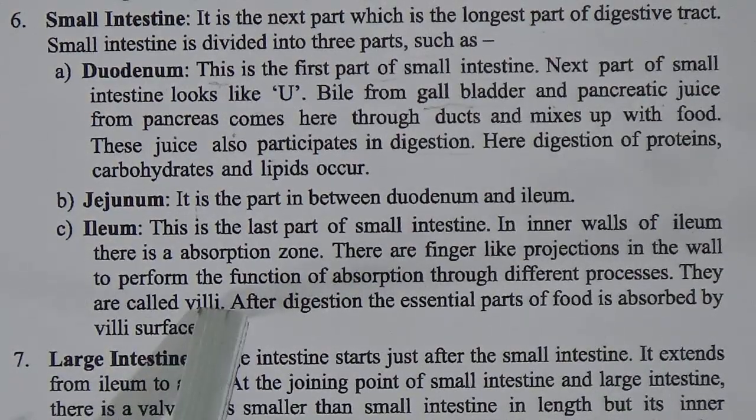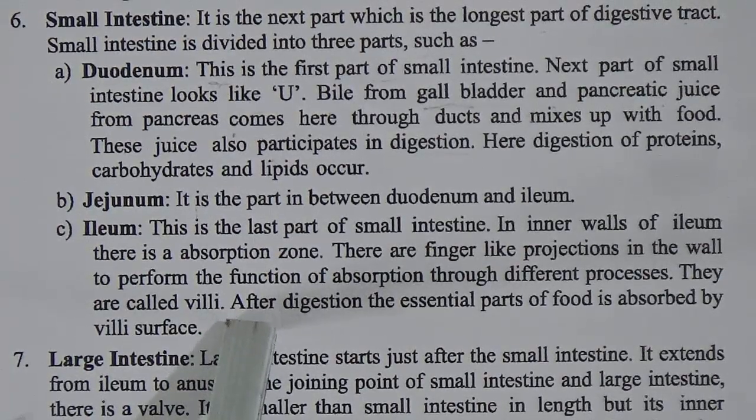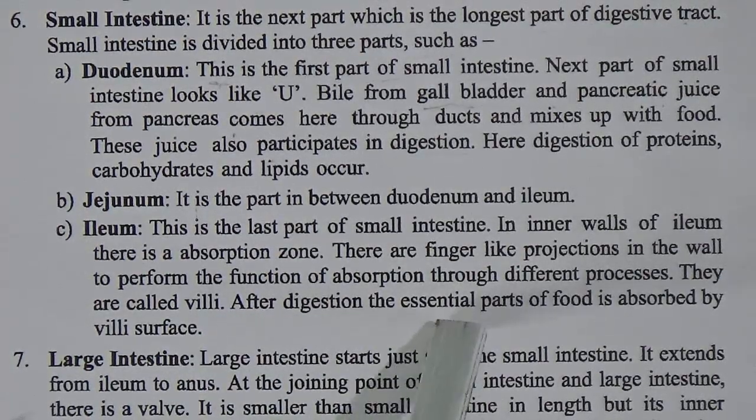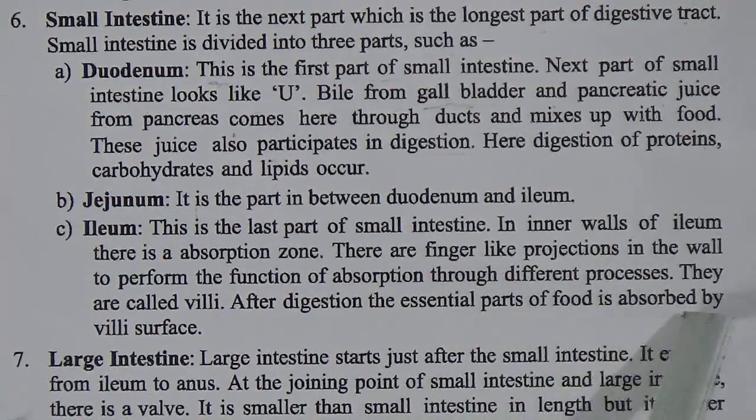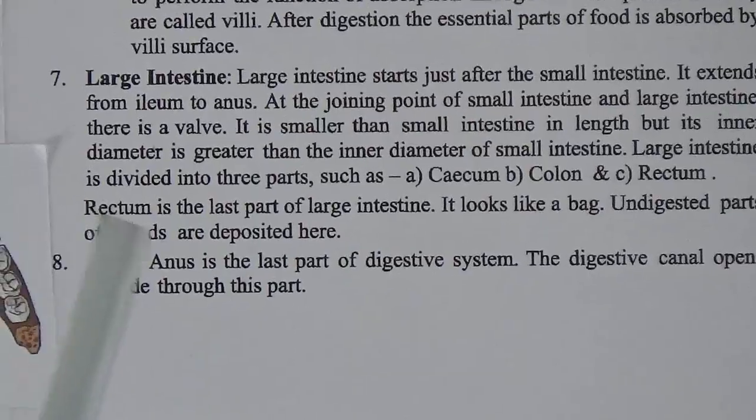They are called villi, finger-shaped organs. They absorb these food elements. After digestion, the essential part of food is absorbed by the villi surface.